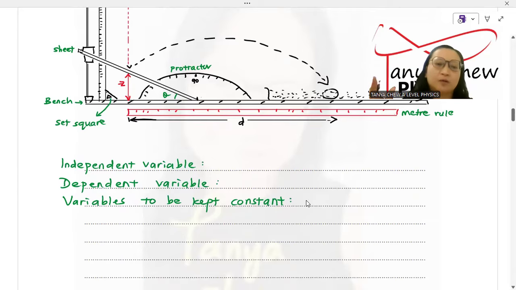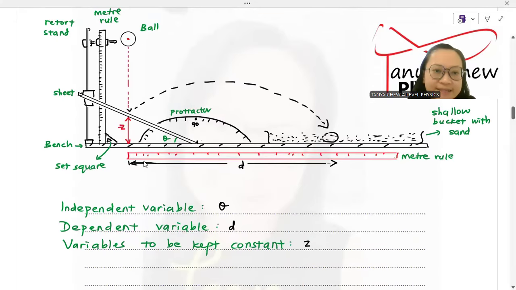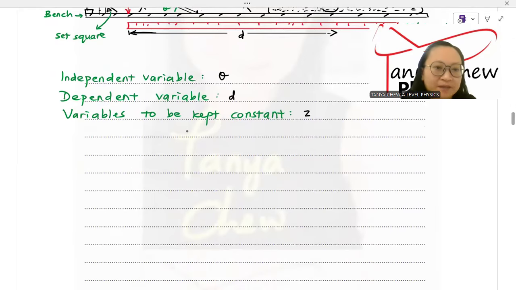So this is my format. I start with the independent variable. My independent variable would be theta because it is easy to vary it. And the dependent variable would be the distance. Variables to be kept constant is my z. I make sure that the height z, right, from where the ball hits the sheet, and measured from the bench is constant all the time. And I'm going to talk about that later. So I'm going to start with my method or my procedure. My methods.